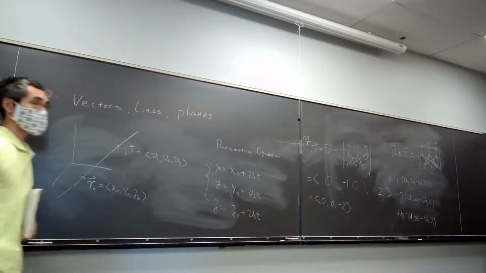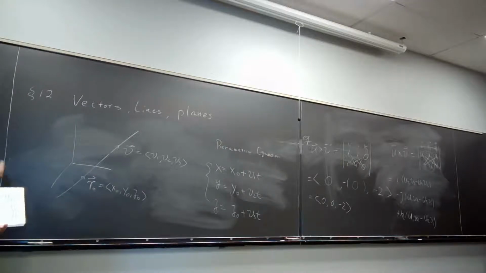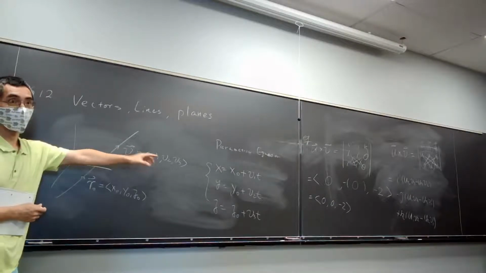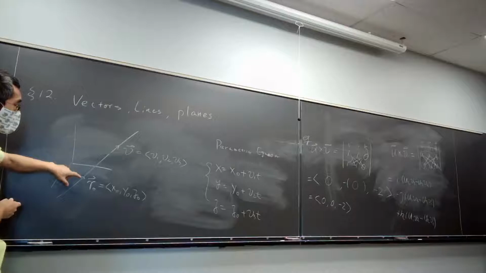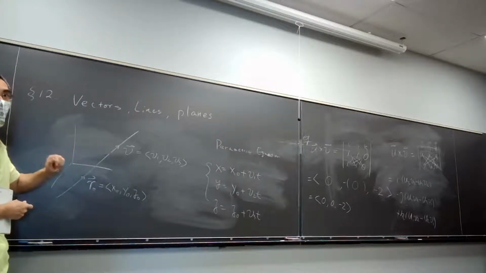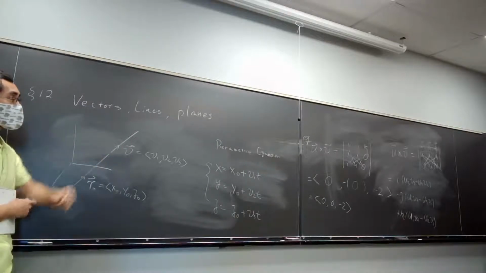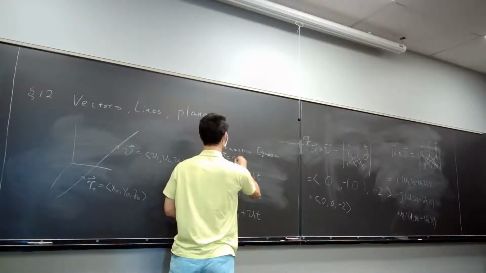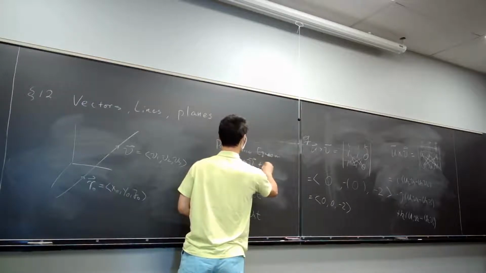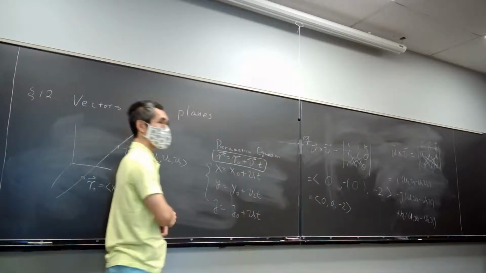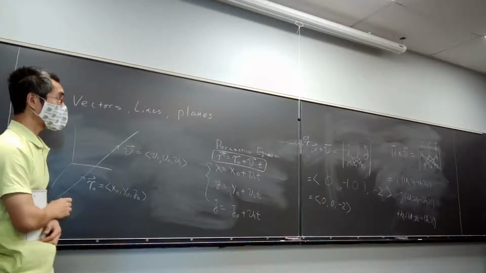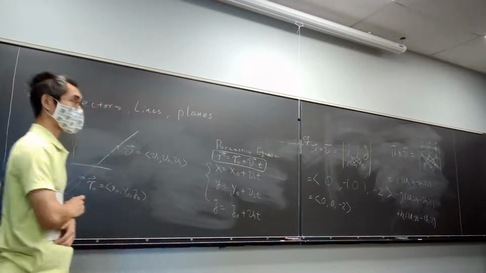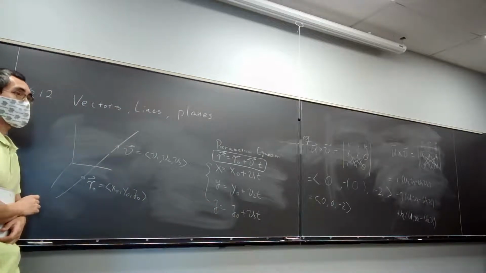So x naught, y naught, z naught will be the starting point, and after time t, it will move to x naught plus v1t, y naught plus v2t, z naught plus v3t, right? Because this is velocity. Velocity times time gives you the displacement, right? Displacement plus the original place, you get a new coordinate. So this is the equation for the line. Or you can symbolically write this as R equals R naught plus Vt. That's in the vector form. In the component form, it's just x, y, z, like that. Okay?